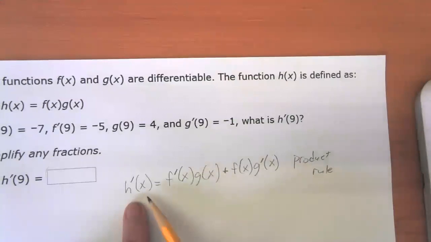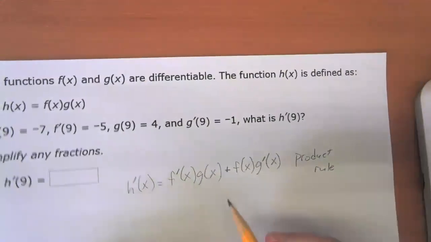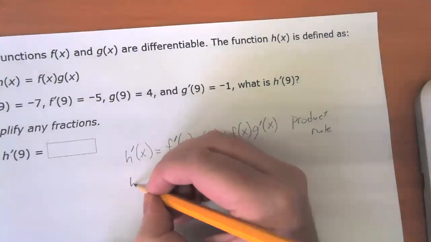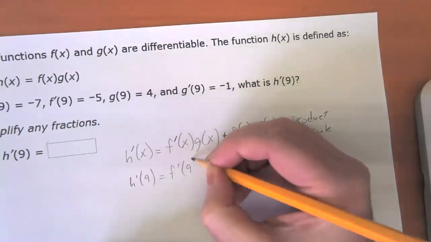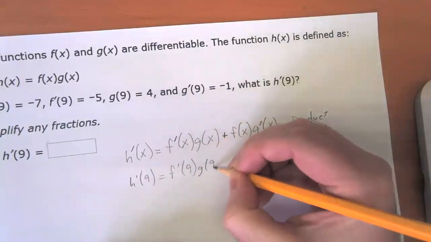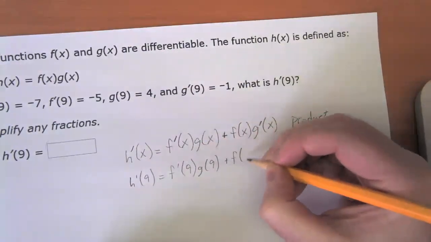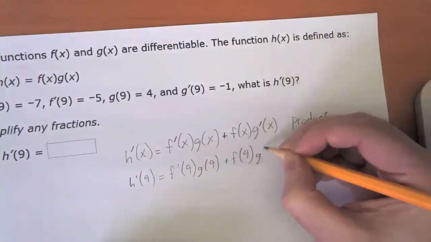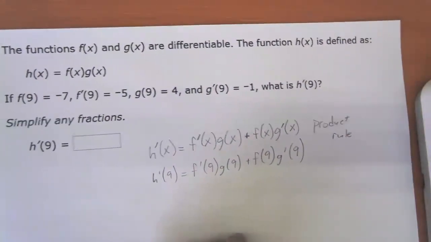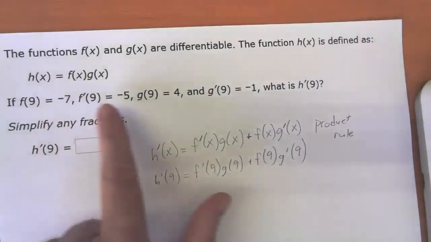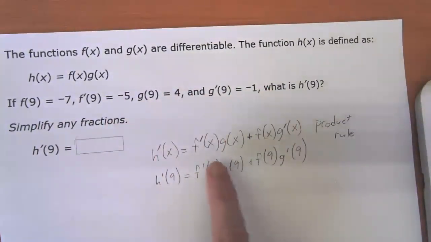And so they want us to calculate h prime evaluated at 9. So h prime at 9 is equal to f prime of 9 times g of 9 plus f of 9 times g prime of 9. And I apologize that my 9s look like g's and my g's look like 9s. But the good news is that these numbers are exactly what they're looking for in this function.